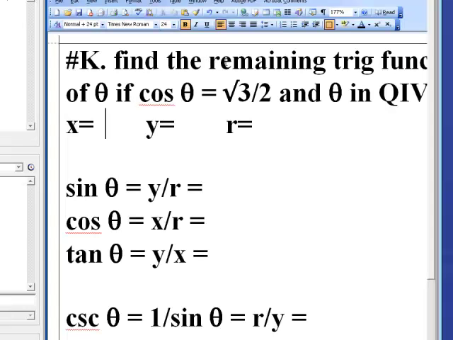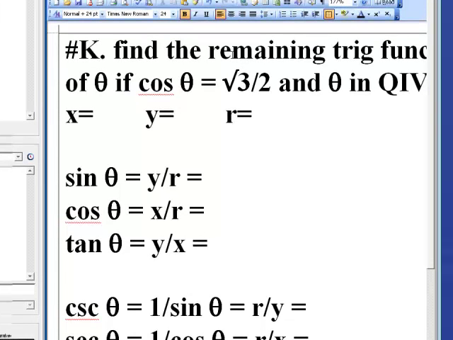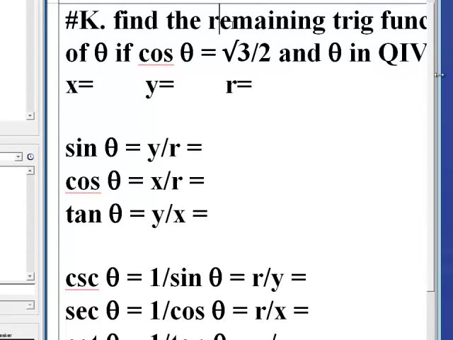Okay, welcome to this session that is actually a little addendum to this Chapter 1.4 problem section. I want to do it a little bit differently, along the lines of the way the book wants us to do it and the way you should understand it. So it says, problem K, find the remaining trig functions of theta if cosine theta equals square root of 3 over 2 and theta is in quadrant 4.